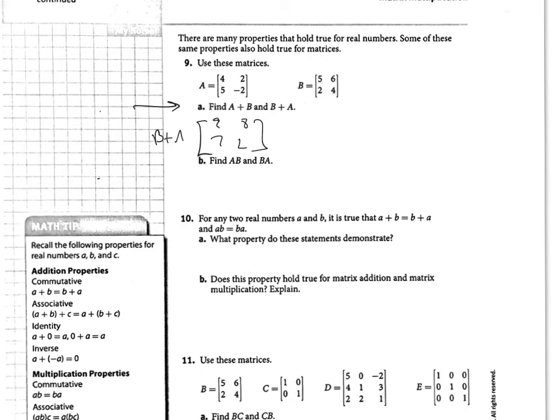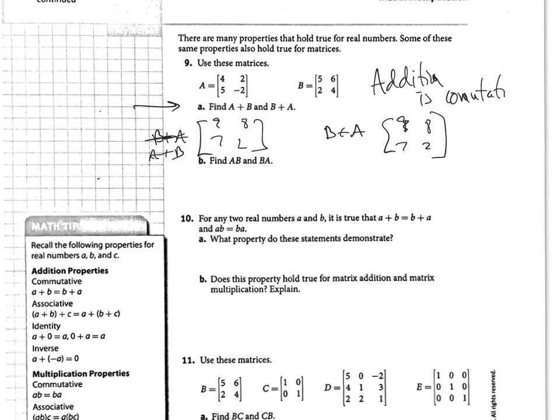This is B plus A. Oops, sorry, that is A plus B. I went left to right. So let's do B plus A. Reverse a little bit: 6 plus 2, 2 plus 5, and 4 plus -2. So you can see that addition is commutative. The order doesn't matter.